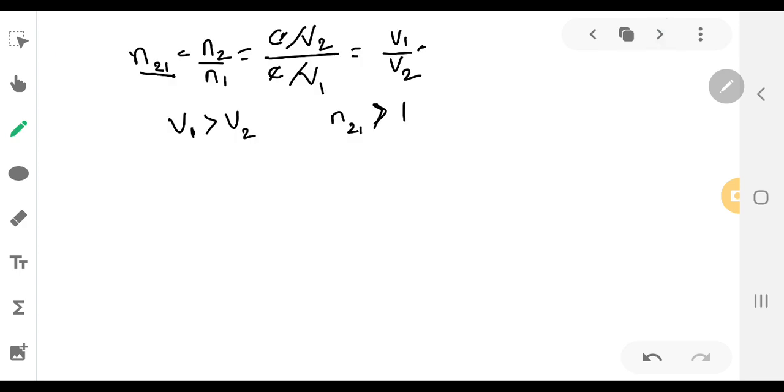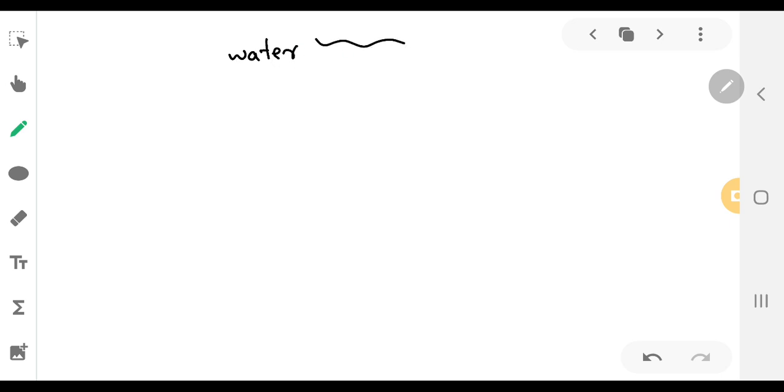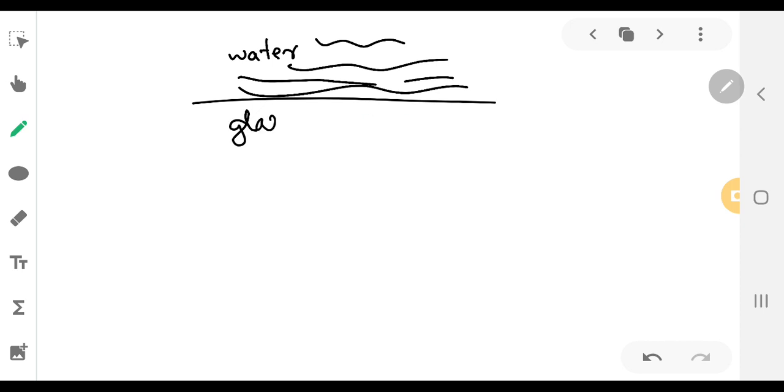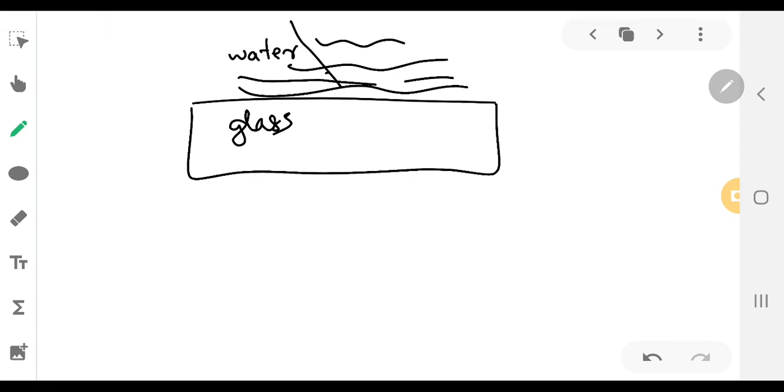Here we take again the example of water and glass medium. So the ray is traveling from water medium to glass medium. Here is our angle of incidence and angle of refraction.